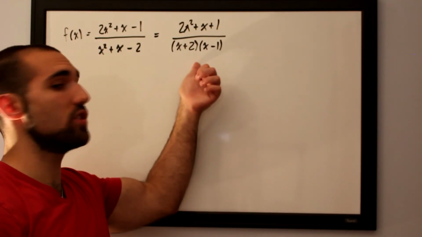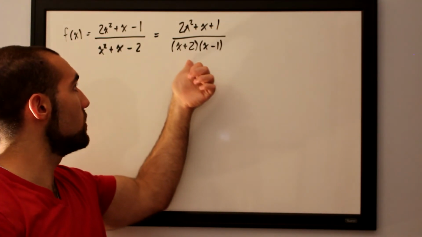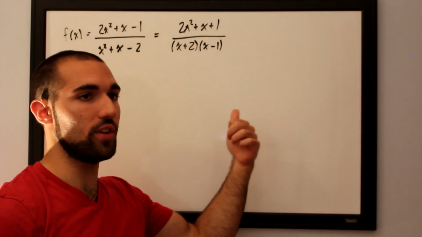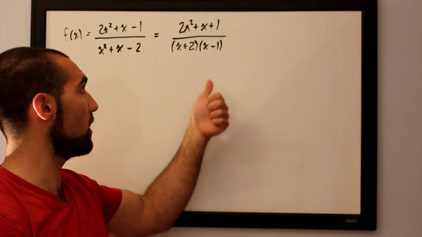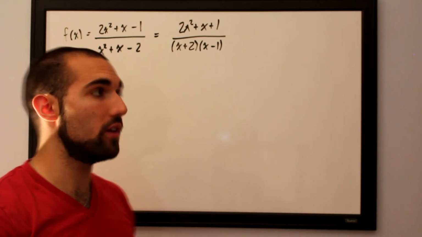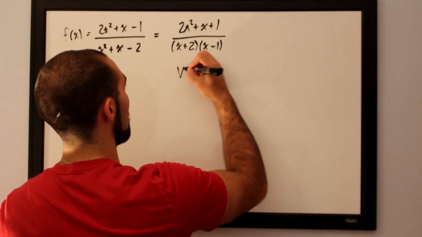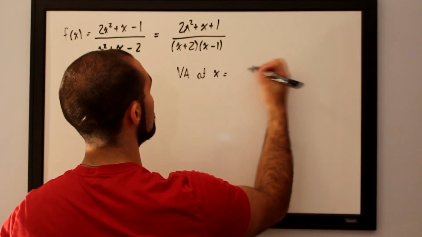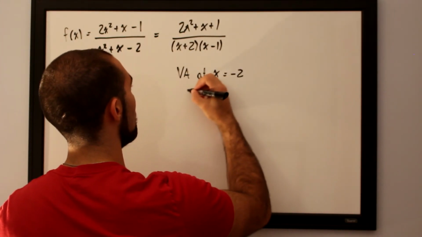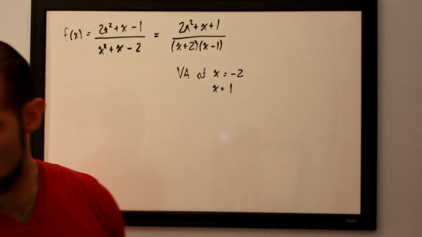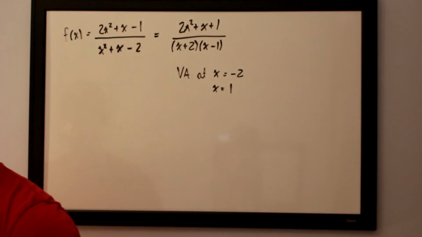Now we can set each of these equations equal to 0. So we know that this function is going to yield a zero denominator whenever you plug in x is equal to negative 2 or x is equal to positive 1. So we have a vertical asymptote at x is equal to negative 2 and at x is equal to positive 1.